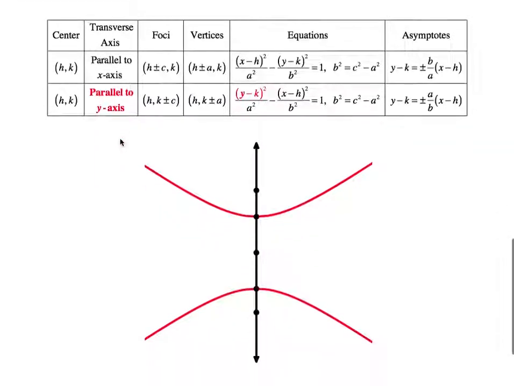Of course, when parallel to the y-axis, you start at the center and you count a units up and b units to the right, a units up, b units to the right for the positive slope, and for the negative slope it's a units up and b units left, a units up and b units left. Right, left. Correct. Okay.